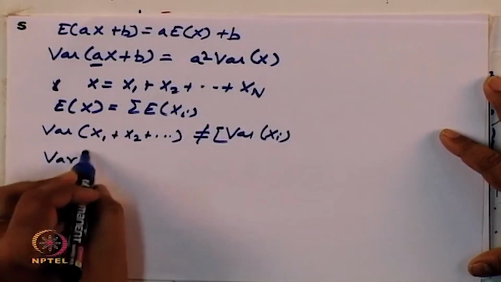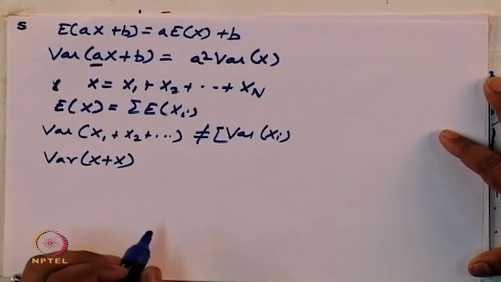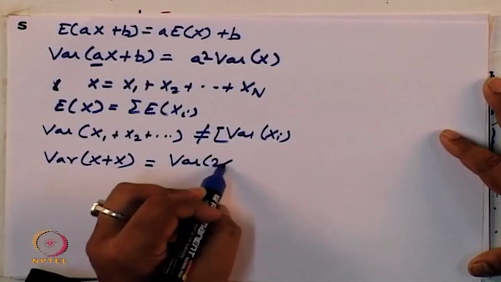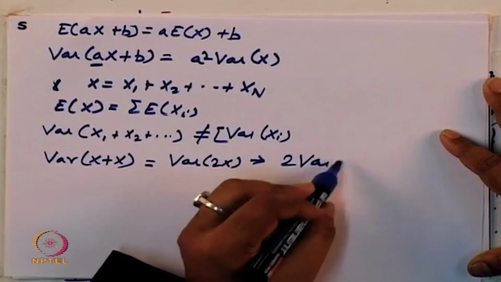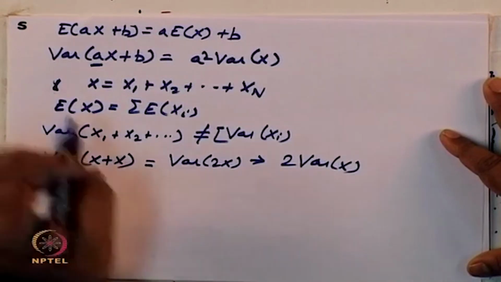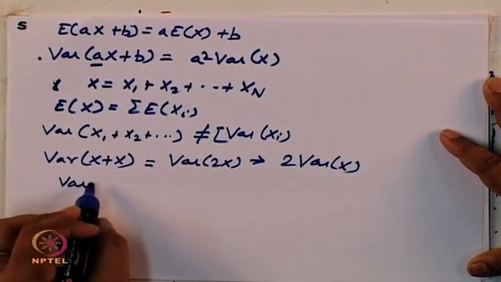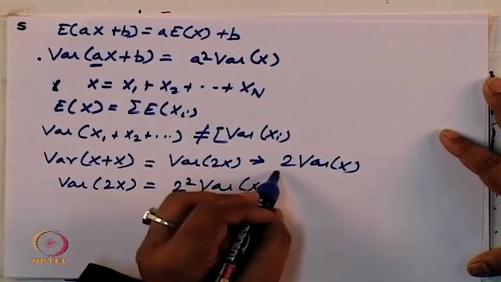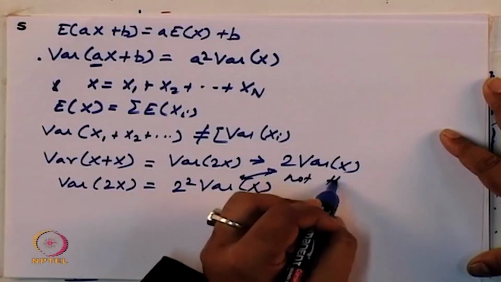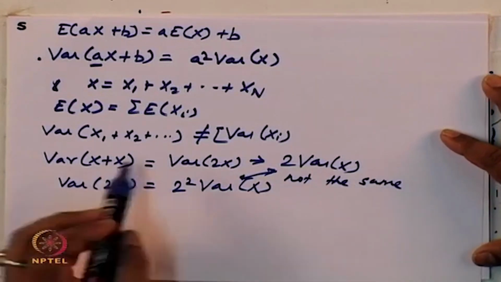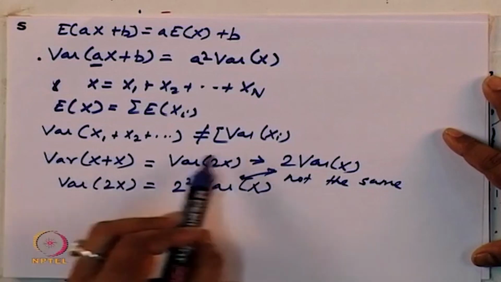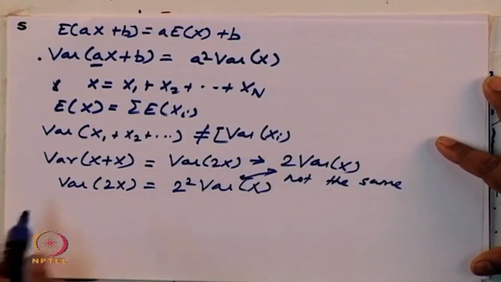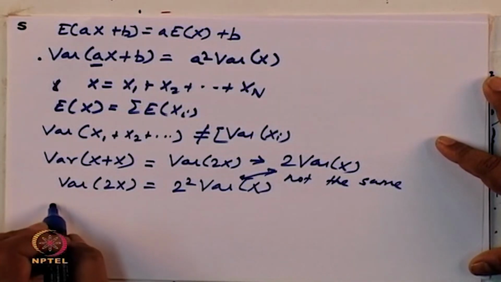Imagine I have variance of x plus x. If I use this particular formula, variance of 2x should return me a value of 2 variance of x. However, variance of 2x, if I use the earlier formula, is 2 squared variance of x. So, this and this are not the same. So, you cannot write this equation in the general case. Variance of the summation is not the summation of the variances. However, in the general case I am not going to derive this equation.